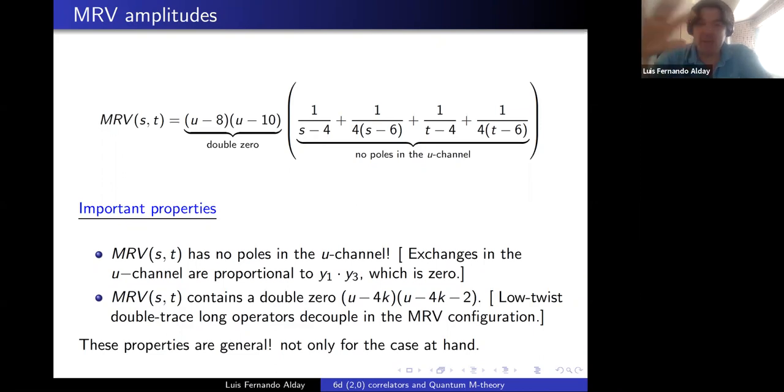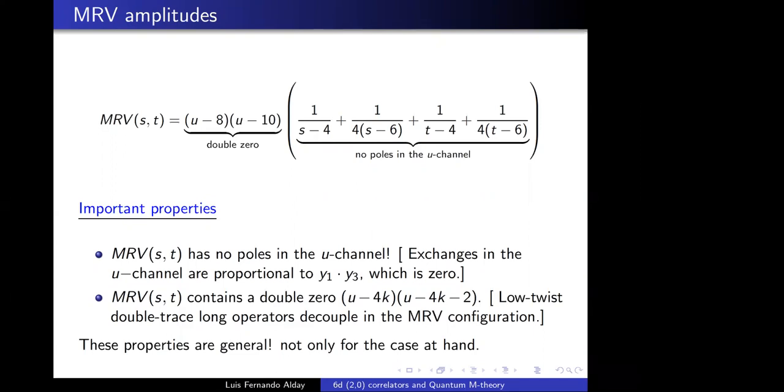So you get any amplitude, like 3333 or whatever, and you set them in the MRV limit, they always will have a double 0 and always will have no poles in U in this prefactor here.